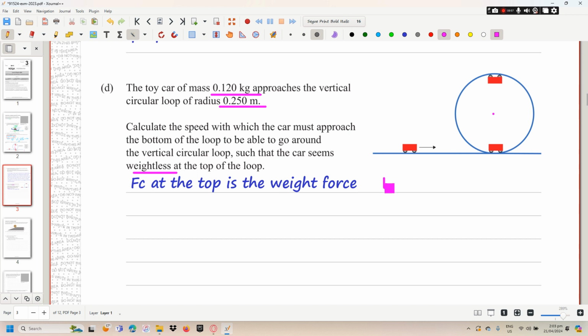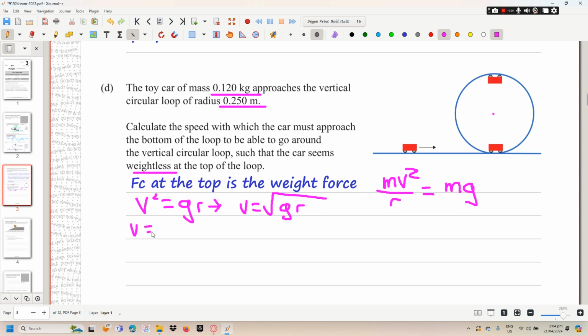Of course, this is going to get contrasted by the fact that the very next line of working is mv squared over r at the top is equal to mg, which implies that v squared is equal to gr, which implies that v is equal to the square root of gr. So this is the velocity that you have to go at the top of the circle, such that the centripetal force is equal to the weight force and there's no reaction force.